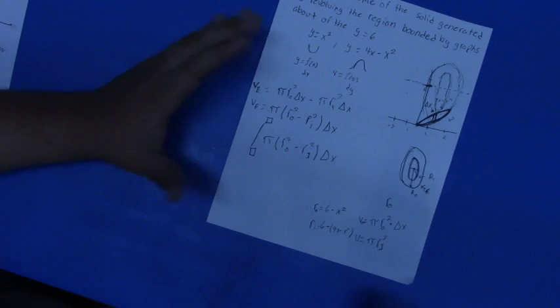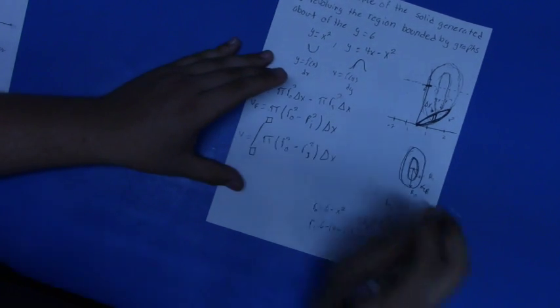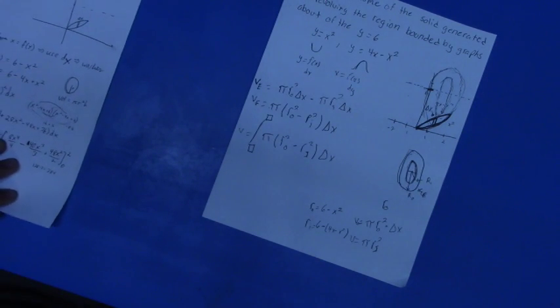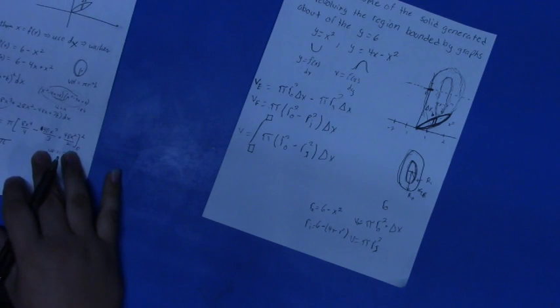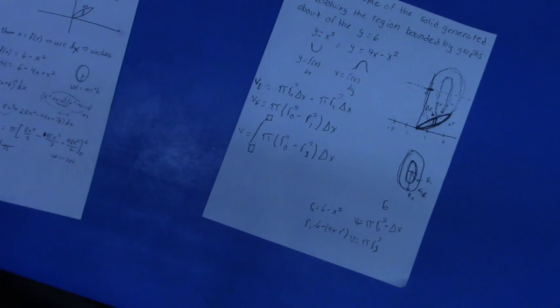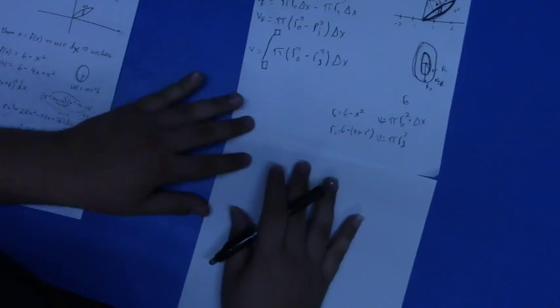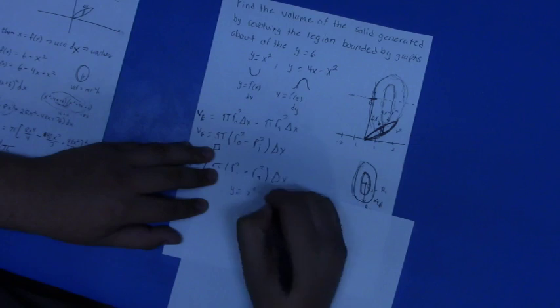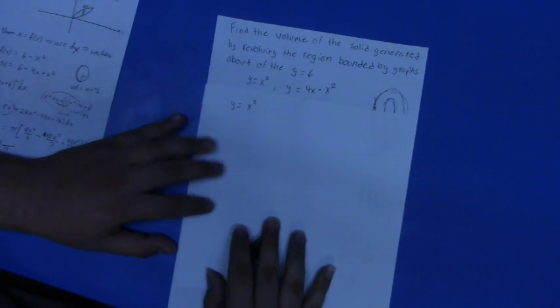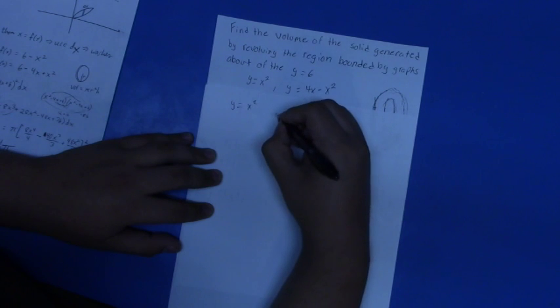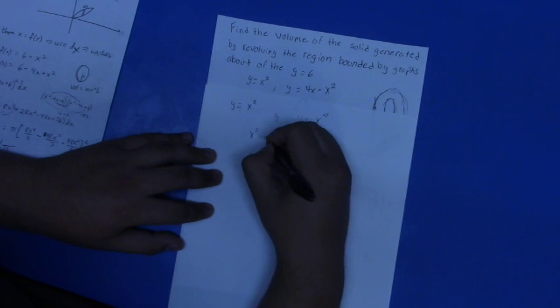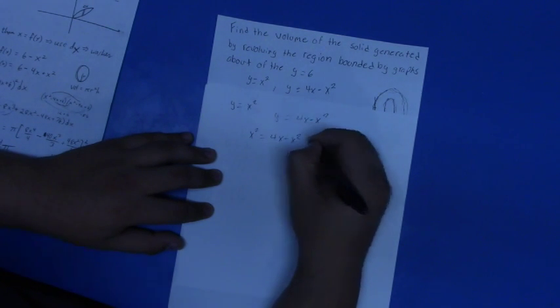delta x. In order to find the bounds, we need to set the two functions equal and algebraically work it out. So here I will do this on a separate sheet of paper, since we're going to be running out of room soon. The given functions that we have here are y equals x squared and y equals 4x minus x squared. So we just set them equal to each other: x squared is equal to 4x minus x squared.